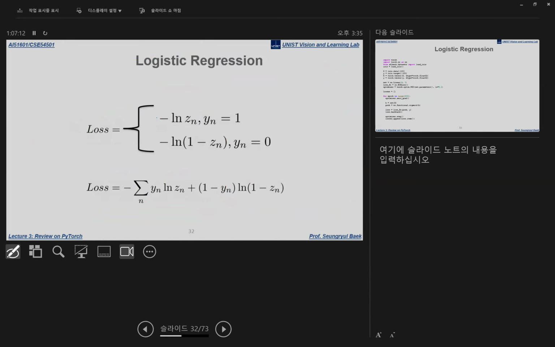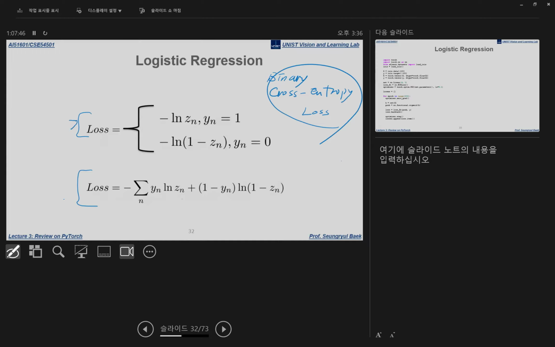And I will start by implementing this logistic regression, which is the simplest form of classification task. Okay. And when training this logistic regression, we will not use the MSE loss, which is the Euclidean distance. Instead, we will use the binary cross entropy loss. Okay. And that is actually this.